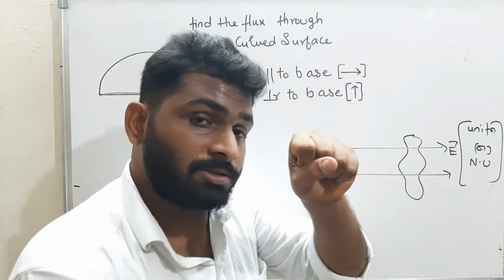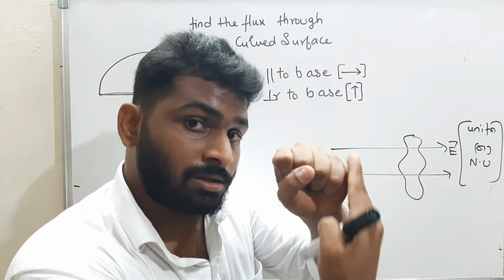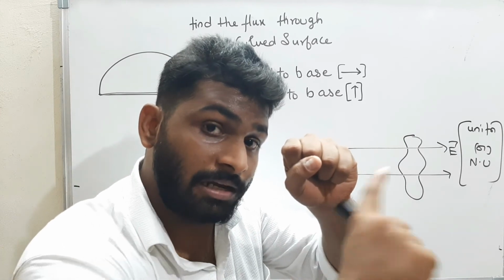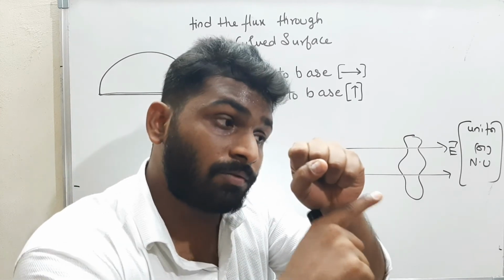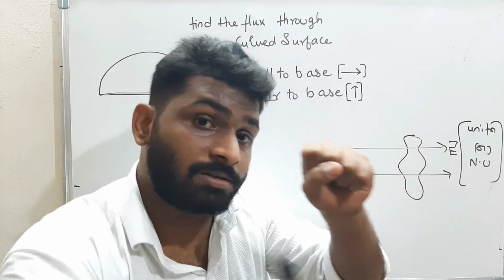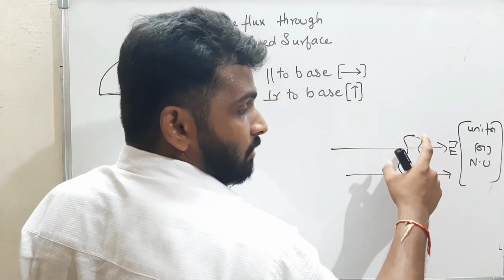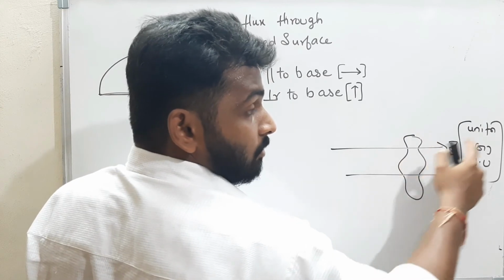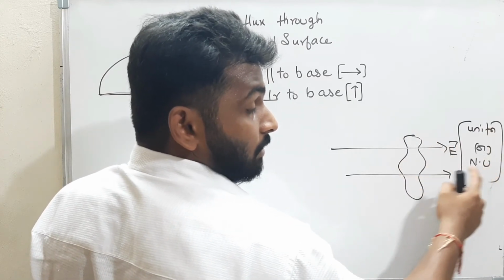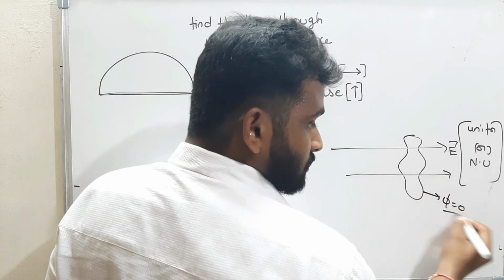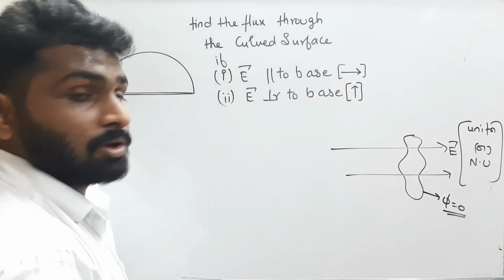For the surface where the field goes out, the area vector is like this. Both are in the same direction, therefore the angle is 0, and the flux out is positive. Therefore, overall flux is 0. That means for any closed body, whether the electric field is uniform or non-uniform, the flux is 0. Please remember that.